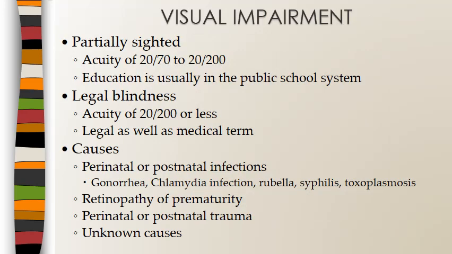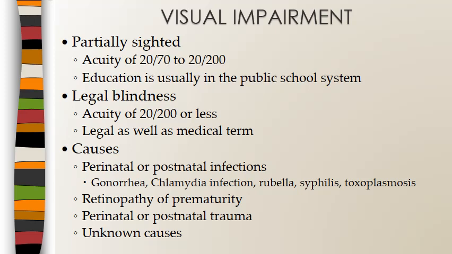So now we're going to move on to visual impairment. And remember, when we're talking about visual impairment, we're talking about vision that cannot be aided or corrected by the use of glasses. Children can be partially sighted, with an acuity of 20/70 to 20/200, and they usually are educated in the public school system. Then you have the child who is legally blind, with a visual acuity of 20/200 or less.